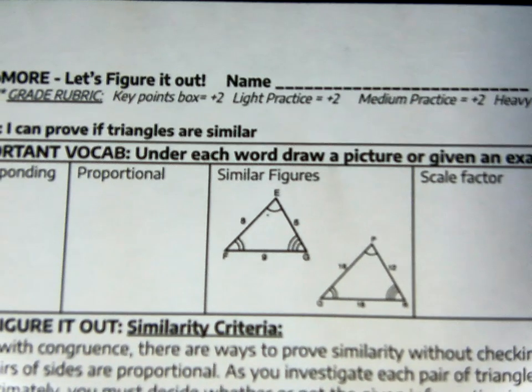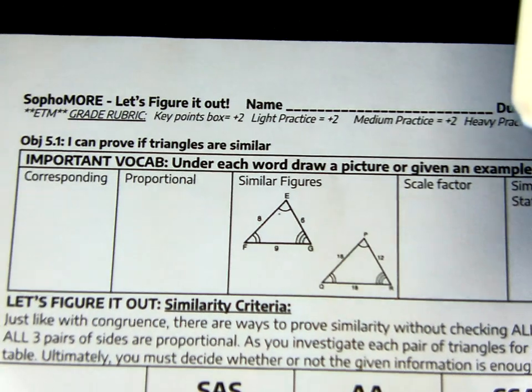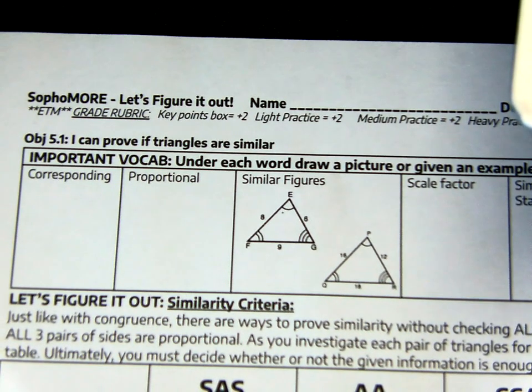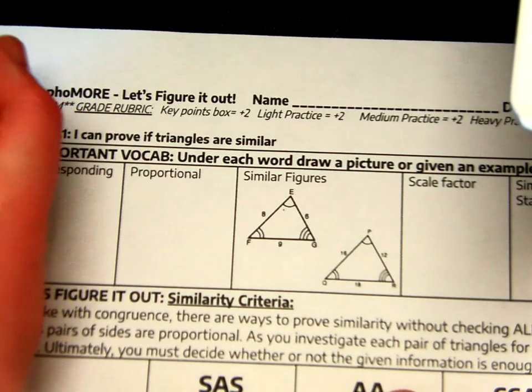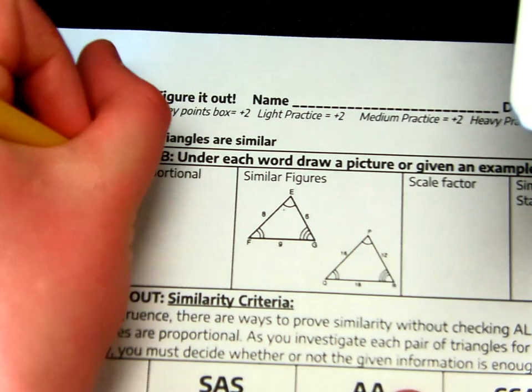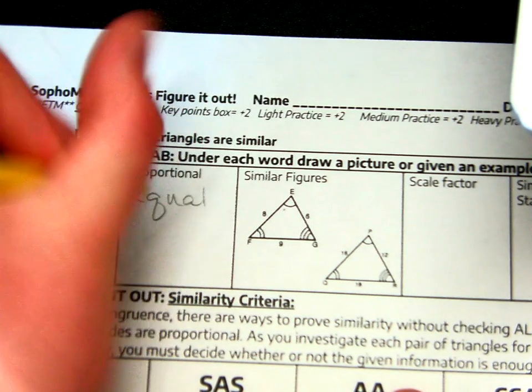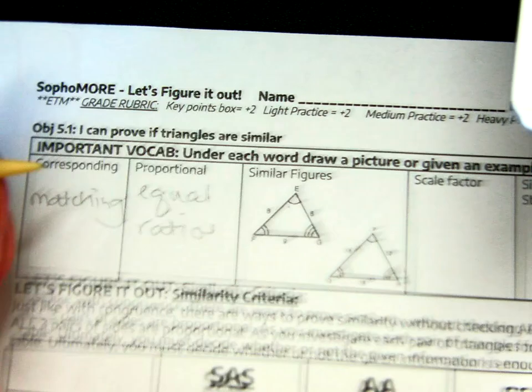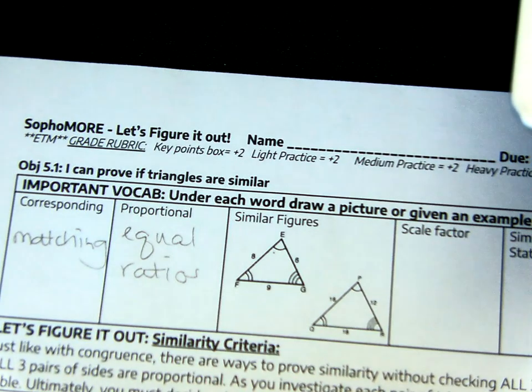So this lesson is about similar figures again, and today we are proving if triangles are similar. We've done this before with congruent triangles. Now we're doing it with similar. Right. So let's start with the vocab. Corresponding means matching. Proportional means equal ratios.